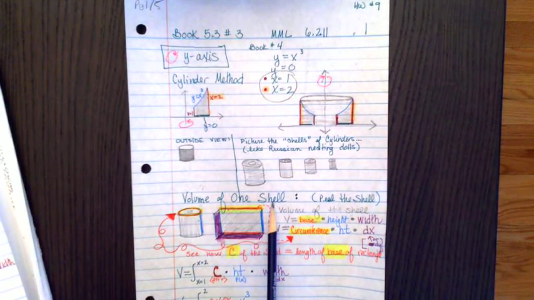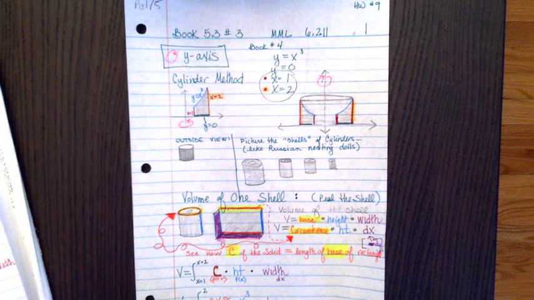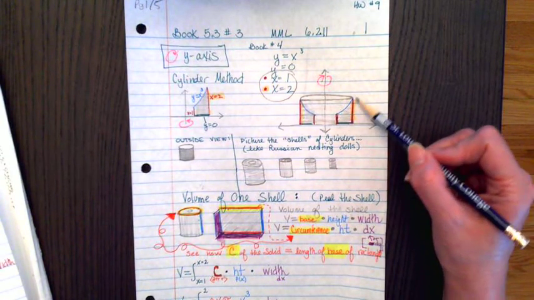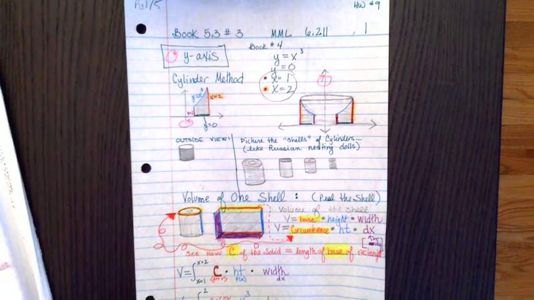The volume of one of these shells is going to be the circumference. So that's going to be 2 times pi times the radius, and in each of these cases you'll see that the radius is x. If we're integrating over y, with a dy, then it would be 2 pi y. But if we're integrating over x, it's 2 pi x times the function. In this case, it's this blue x cubed over dx.